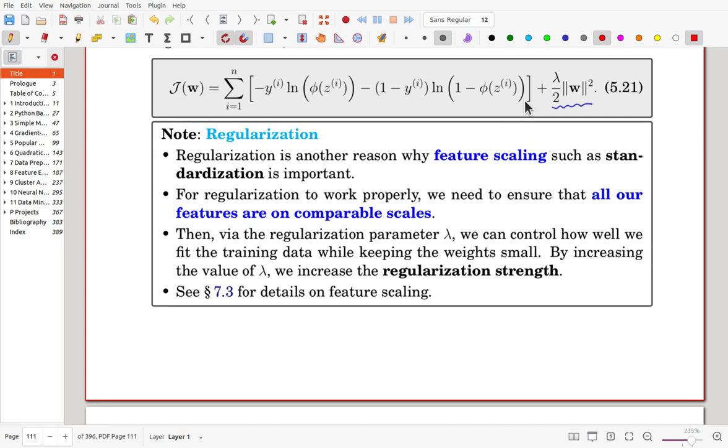We'll see some details later on in section 7.3.